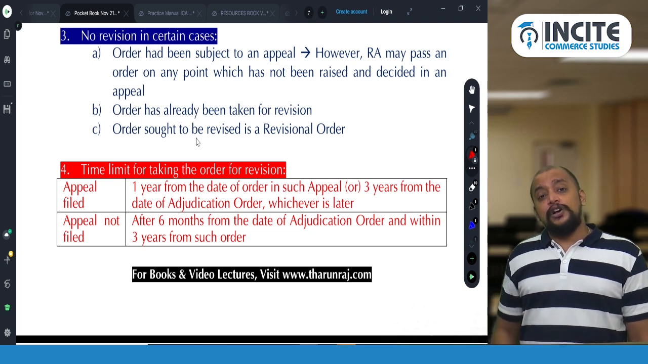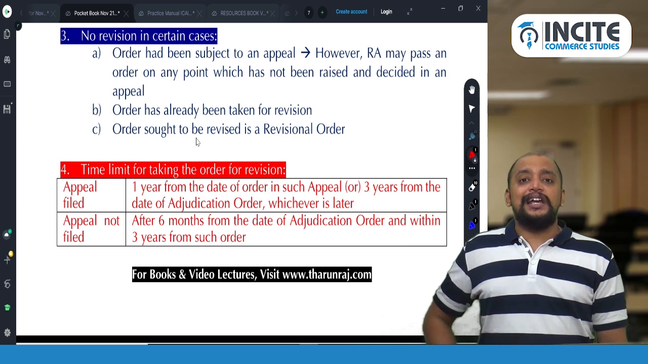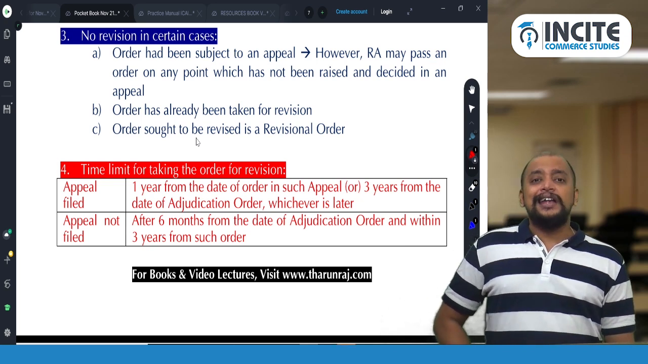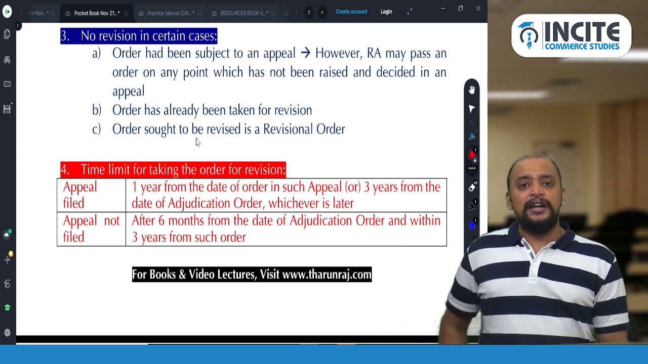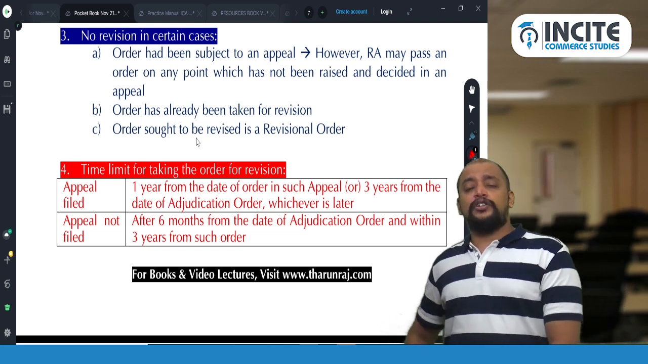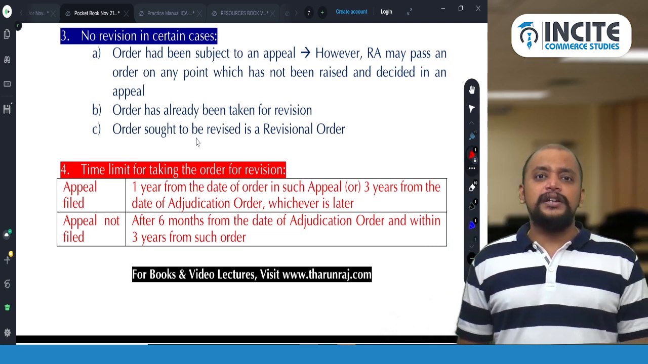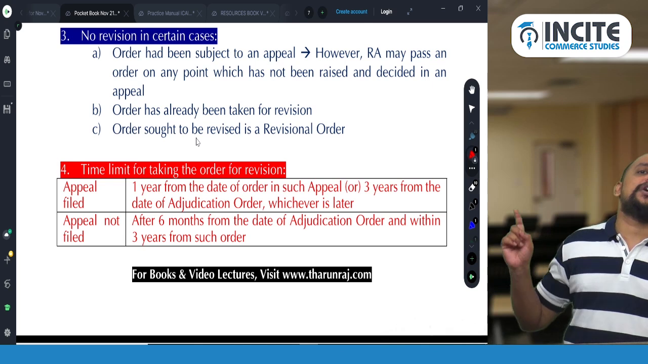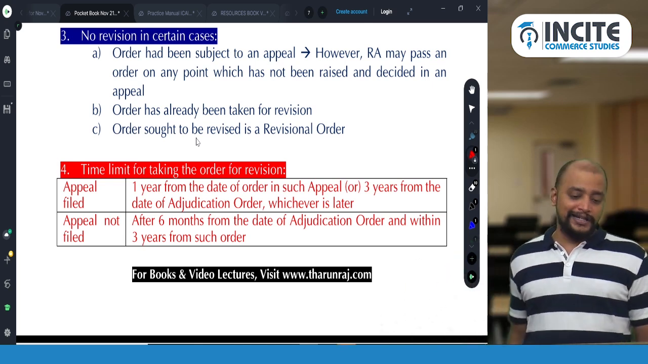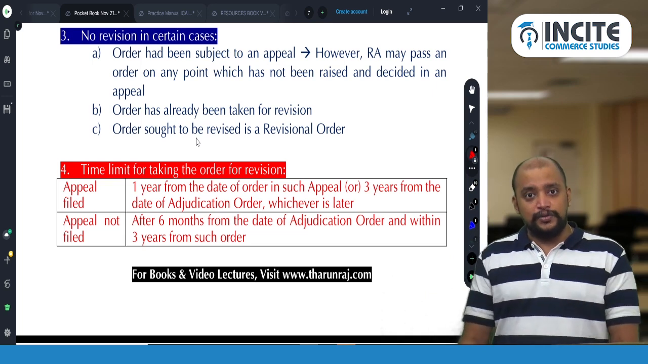B. Order has already been taken up for revision. So already one order is there that has been taken up for revision, and again that order they will not revise, which means that one revision authority will not take the order of another revision authority for revision. Not possible. Okay, there are multiple revision authorities, but one revision authority will not take up the order of another revision authority. Then order sought to be revised is a revisional order. That's what I told you.